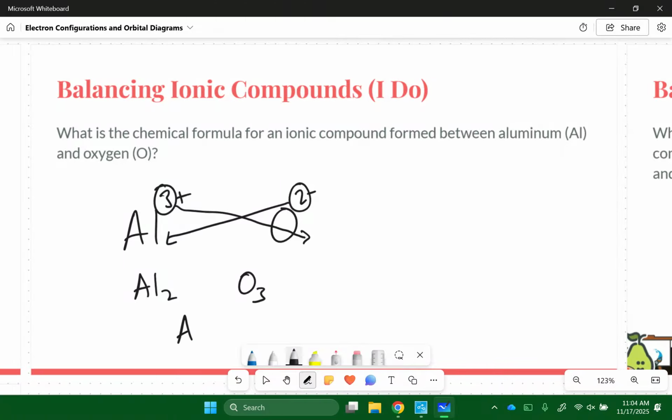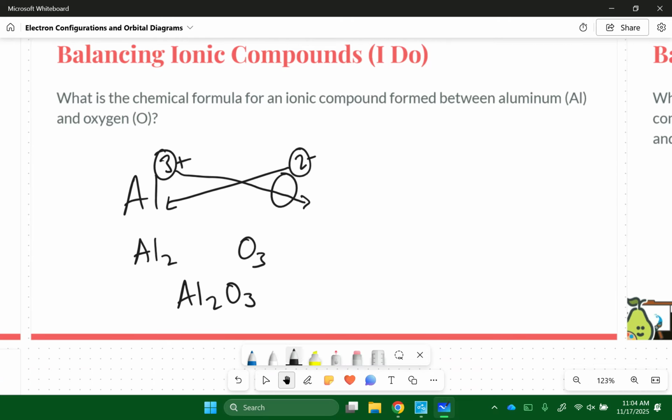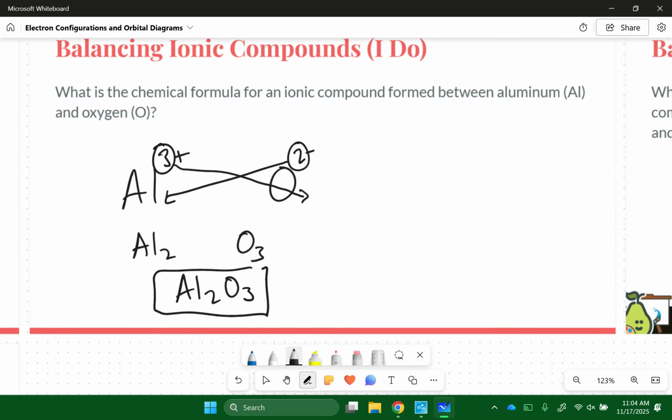Push them together, Al2O3. This is my new compound, and if I were to double check this, aluminum has a 3 plus charge, and there's 2 of them. Oxygen has a 2 minus charge, and there's 3 of them. So plus 3, that's plus 6, minus 2, and there's 3 of them, that's minus 6. So there's 6 pluses and 6 minuses, which means we are neutrally charged overall. Okay.